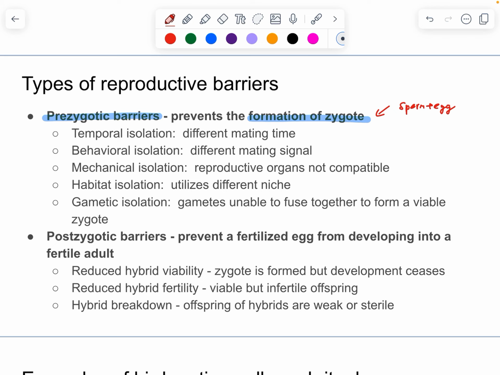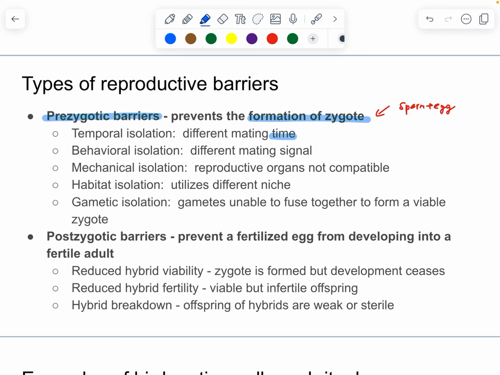So there are 5 subtypes of prezygotic barriers. Temporal isolation, as the name suggests, refers to different mating times. The most common example occurs in plants, where different species of plants produce flowers in different seasons, like different months. As a result, they are not able to interbreed.